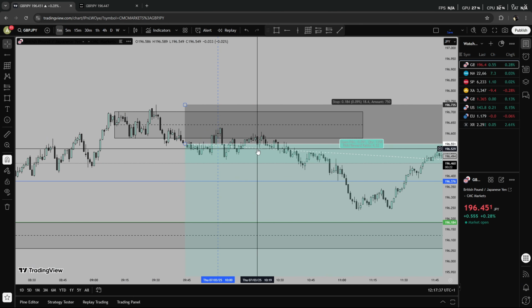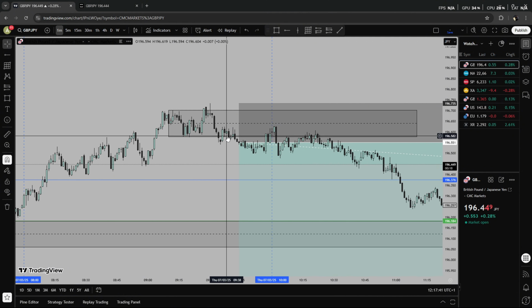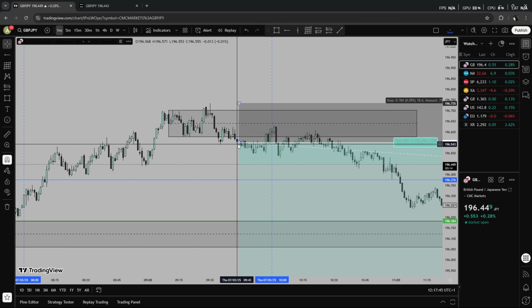Price came into it here. We broke structure to the downside. No, price came into it here, and then we broke structure with this candle here. Pretty sure, yeah. We broke structure with this candle here.